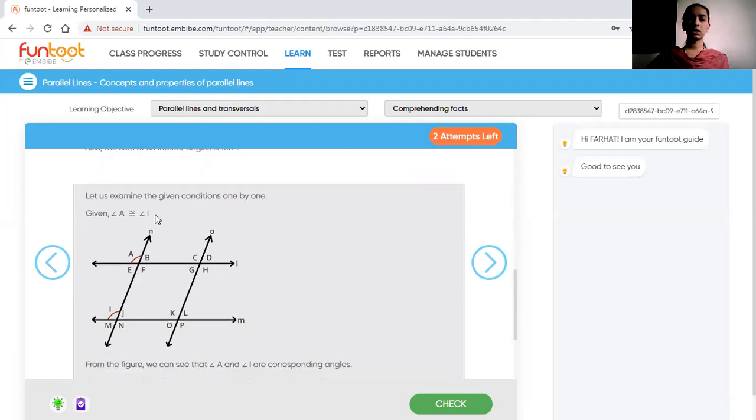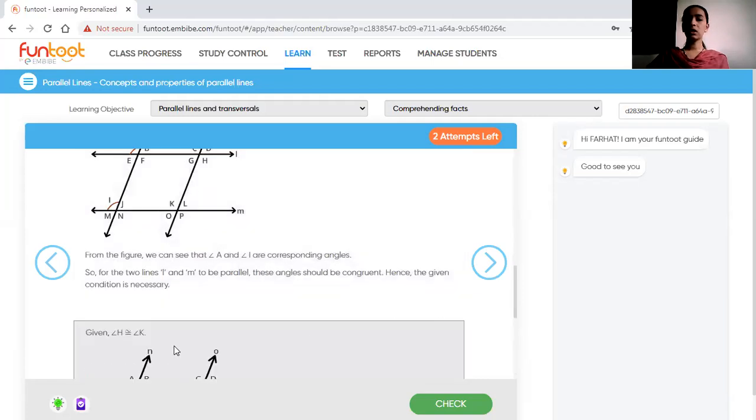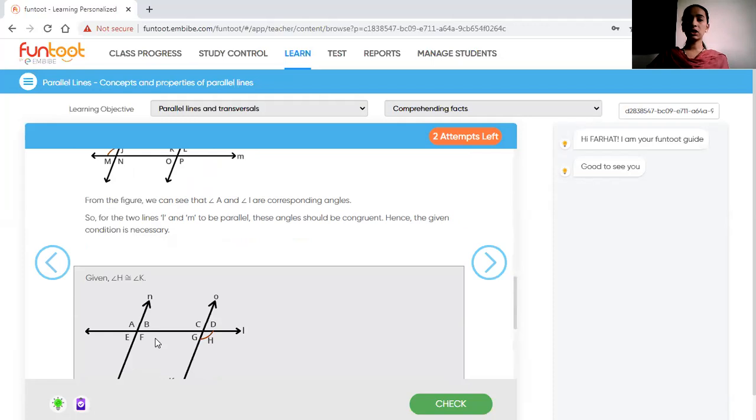Okay, now let us examine the given conditions one by one. Okay, one by one we have to check. A with I. Okay, now both are equal. Why are they equal? Yes, students, because they are corresponding angles. So for the two lines L and M to be parallel, these angles should be congruent. Hence, the given condition is necessary. Okay? Understand? This should be equal. And all conditions we have to check.